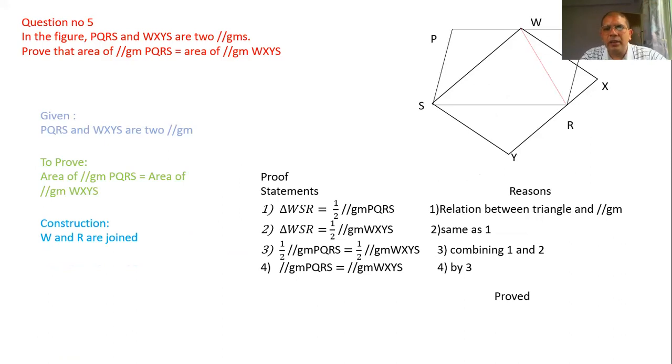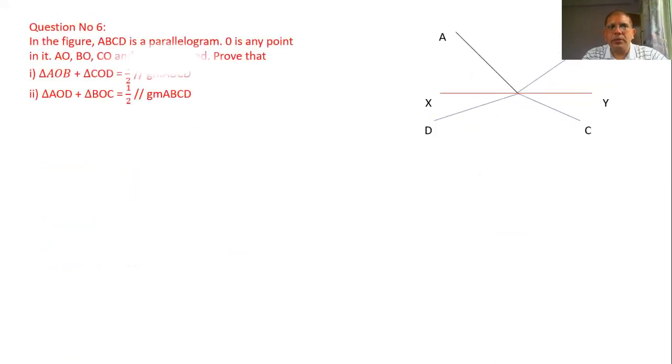Now I want to start another question. This is question number 6. In the figure, ABCD is a parallelogram. O is any point in it. AO, BO, CO, DO are joined. To prove: triangle AOB plus triangle COD, AOB upper and COD down, is equal to 1 by 2 of the whole parallelogram. Similarly, AOD and BOC are also half of the total parallelogram.